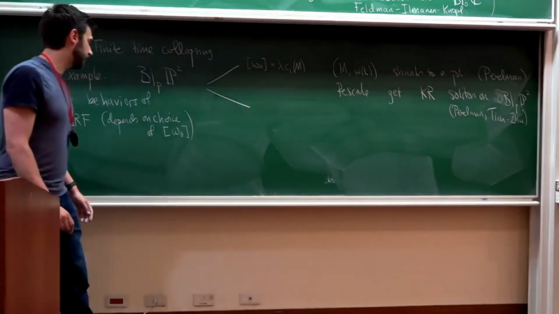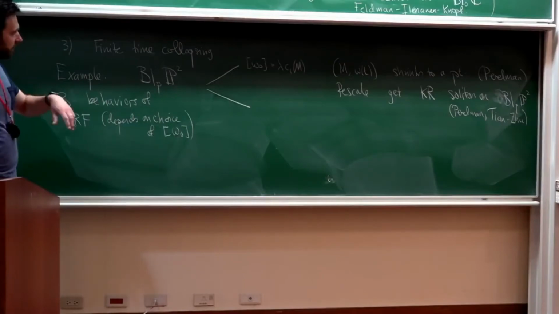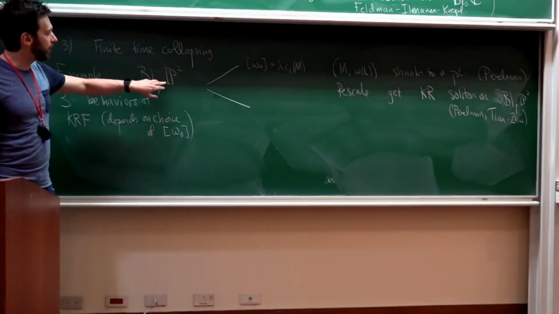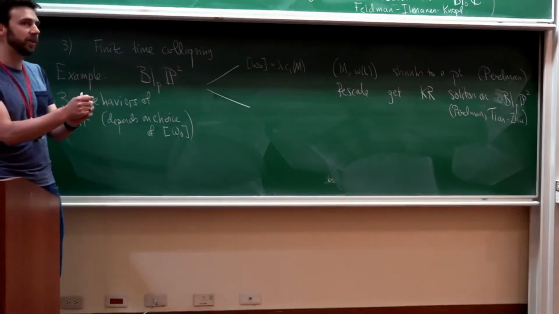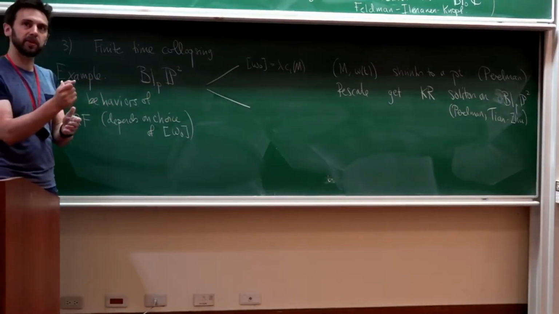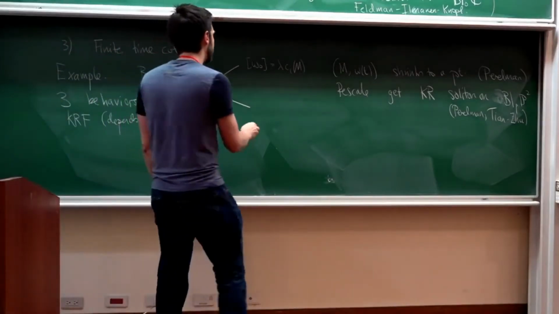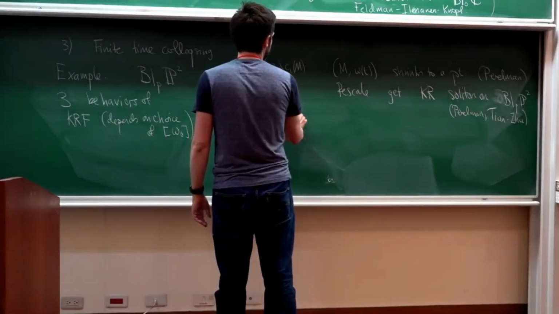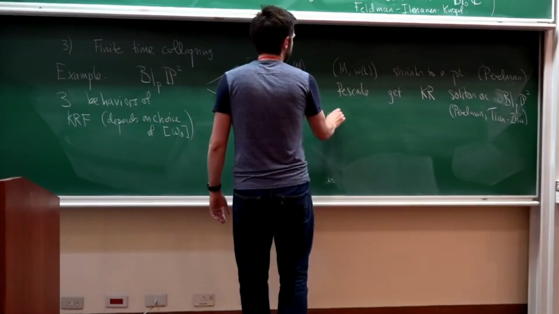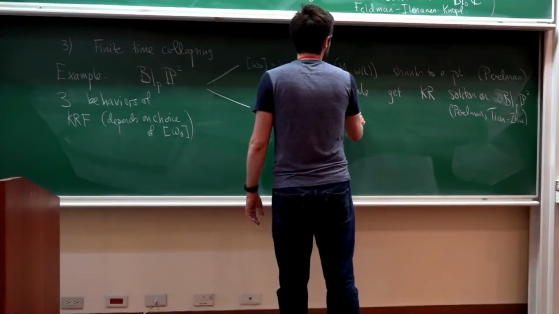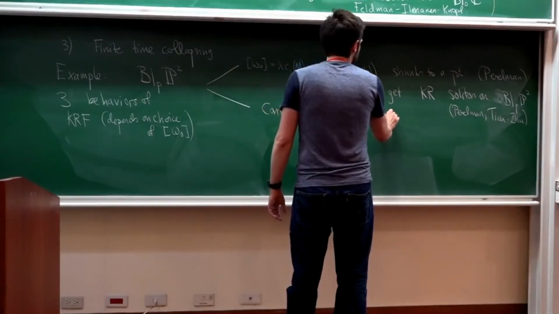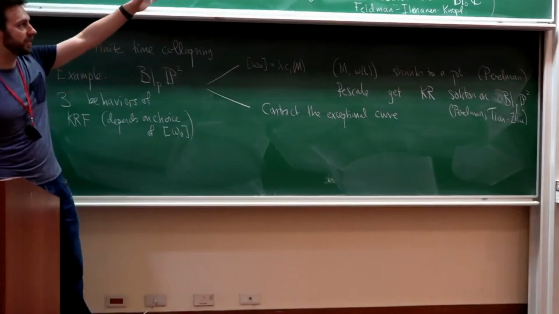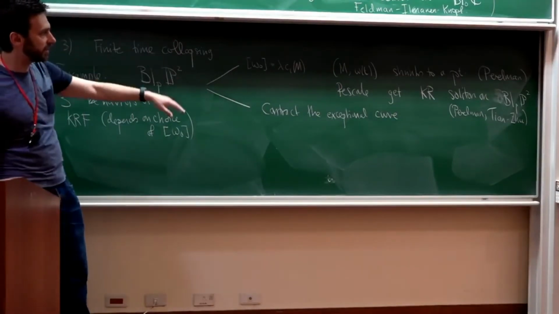So another possibility. As I mentioned before, CP2 blown up at one point has an exceptional curve. So another possibility is that the exceptional curve goes to 0 in finite time, and so you contract the exceptional curve. This is exactly the situation that we've been looking at, and so you can apply our results, these results that I have with Jian Song.